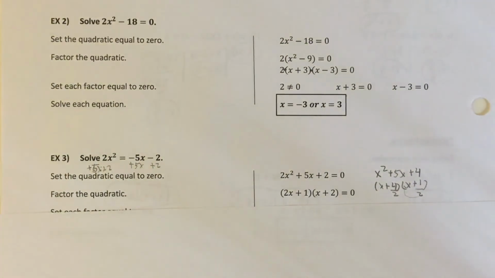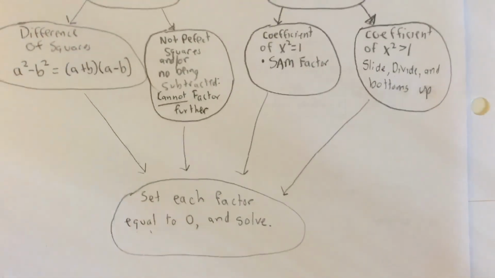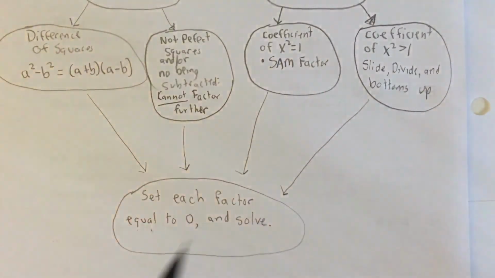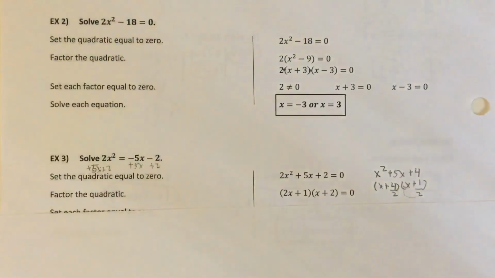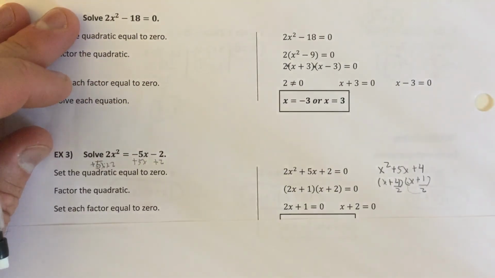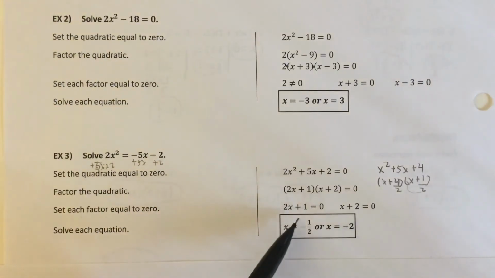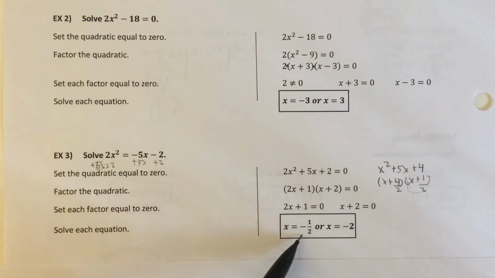All right, so again, going back to our flow chart, we just did slide divide bottoms up. The last step is to set each factor equal to 0 and solve. So 2x plus 1 equals 0, x plus 2 equals 0. So here I would subtract 1 and then divide by 2, so x equals negative 1/2. And then here I would subtract 2.